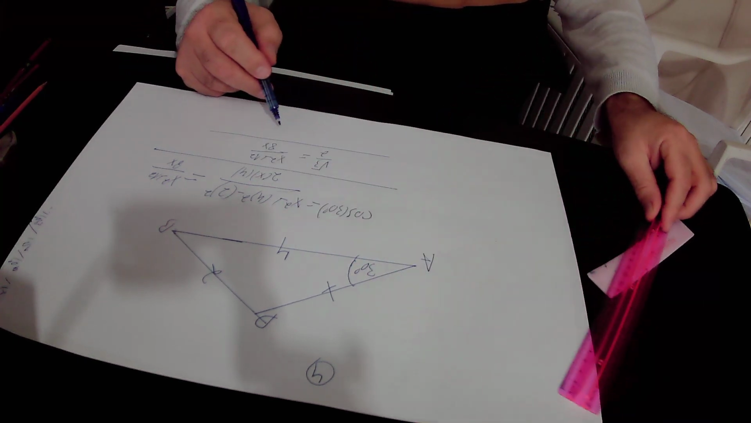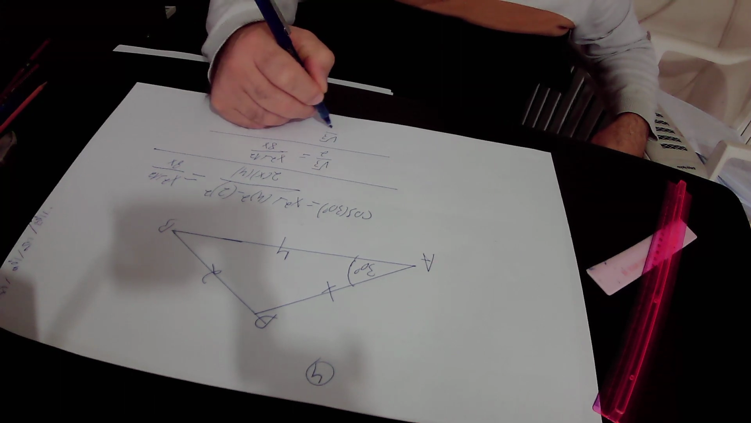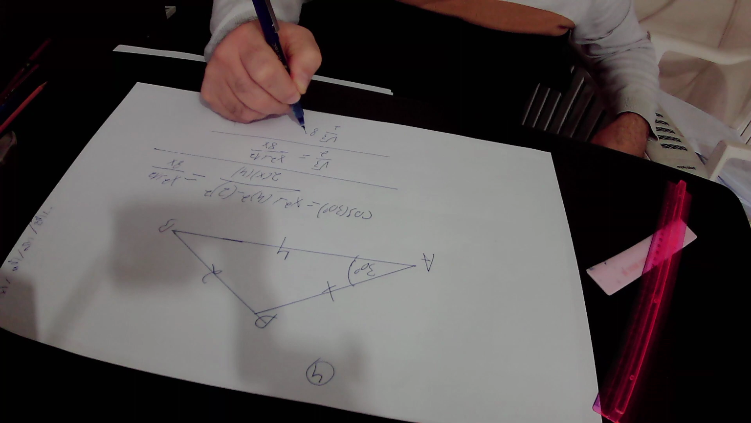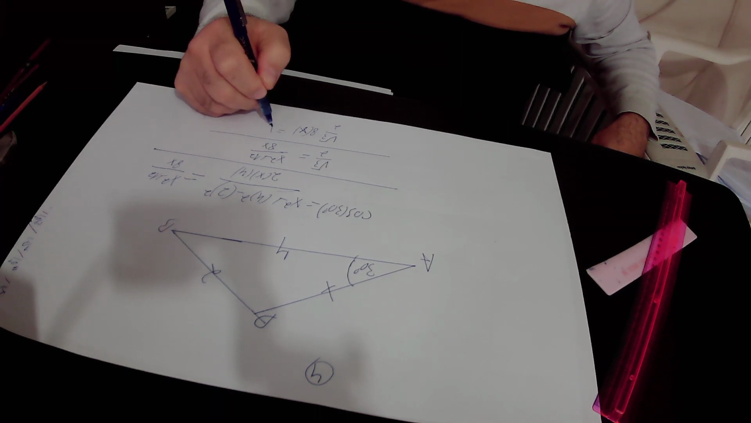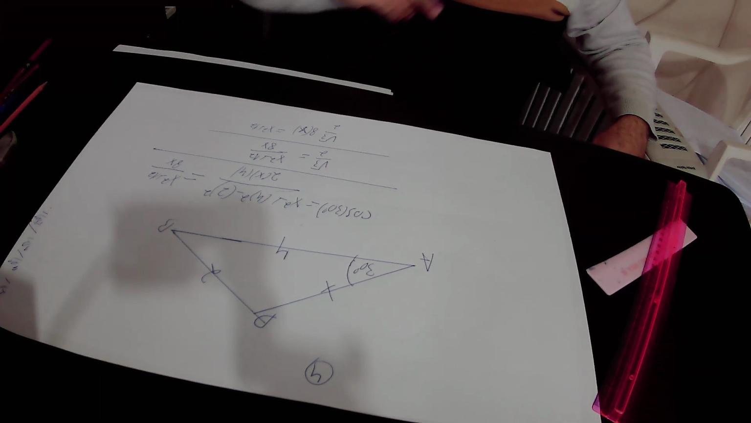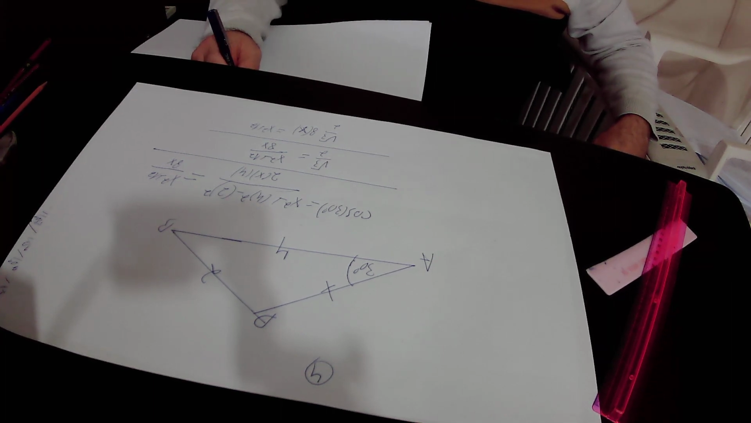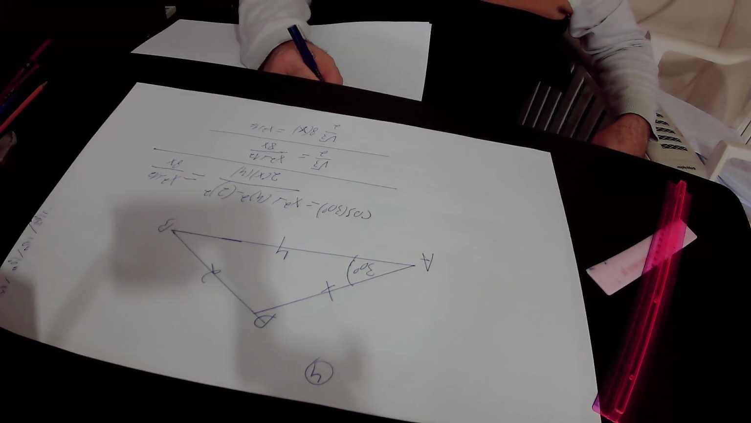Here we will multiply this equation by 8x and we will get that square root of 3 over 2 times 8x equals x squared plus 12. 8 over 2 is 4. So we will get on this side of the equation that 4 times square root of 3 x equals x squared plus 12.